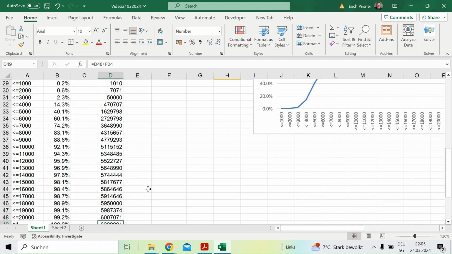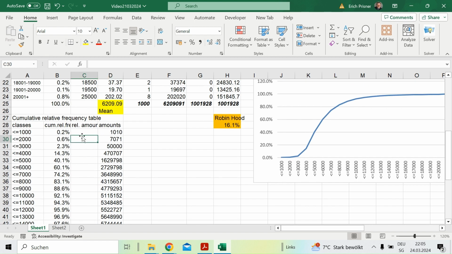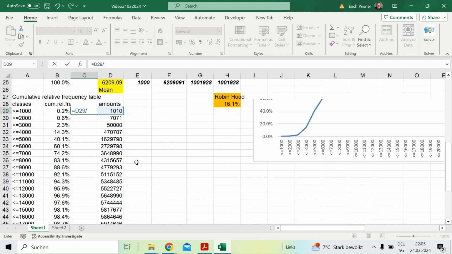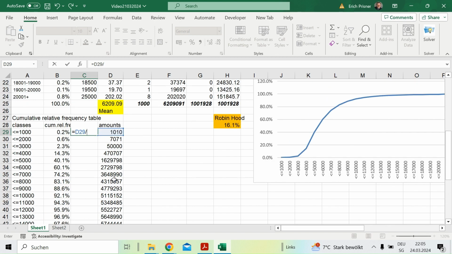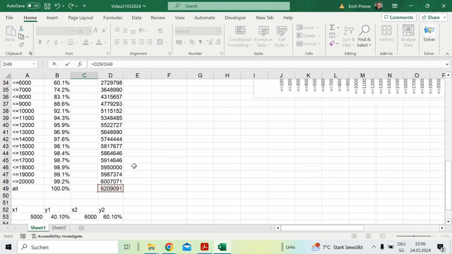And then we need one more round for relative amounts. And what is a relative amount? It's how much the cumulative class gets, divided by the whole amount. And the whole amount, again, I can either grab from here, or I can grab it from here. It doesn't really matter much. Which one do I choose? Maybe I take this one here.